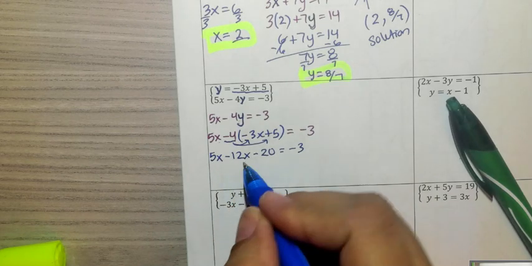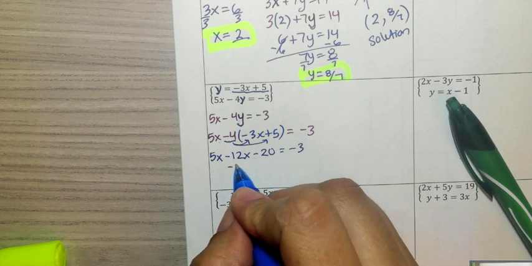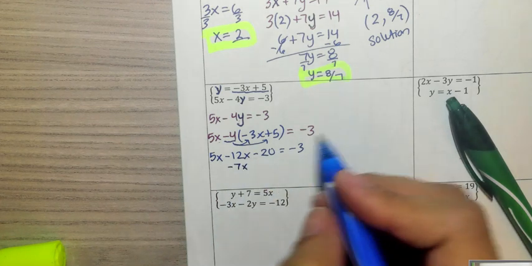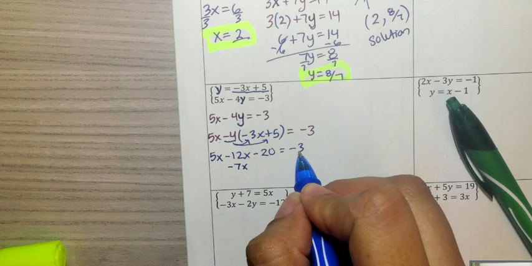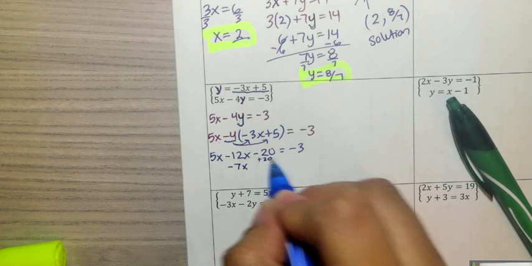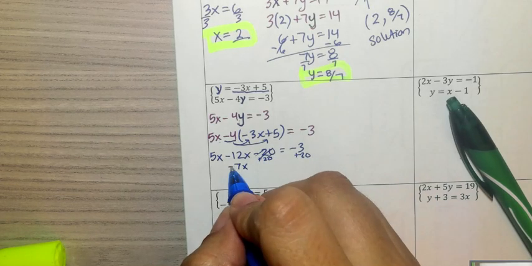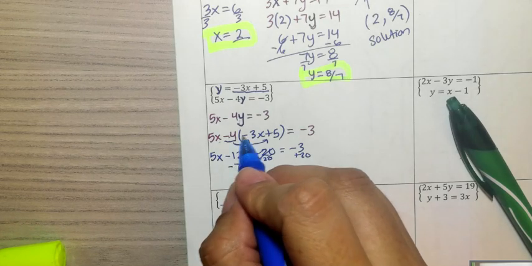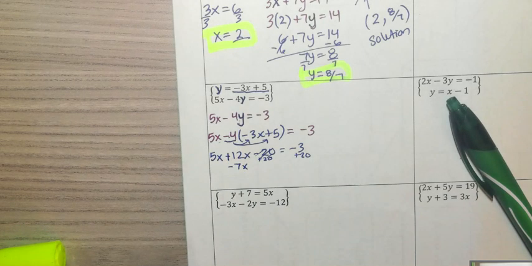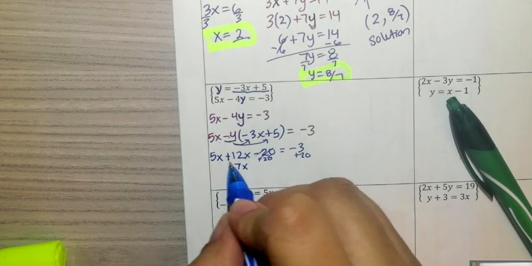So these two are like terms. We combine those. 5 minus 12 is -7x. And then -20 plus 20. So we can move it to the other side. Actually, this is negative. Well, this is positive. -4 times -3 is positive. I'm so sorry, I overlooked that. So -4 times -3 is positive 12.